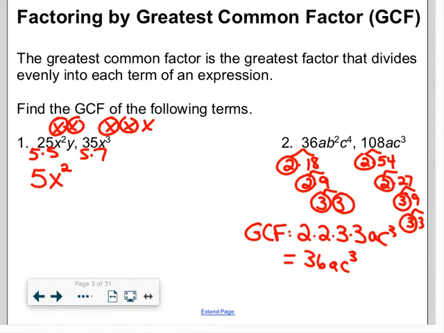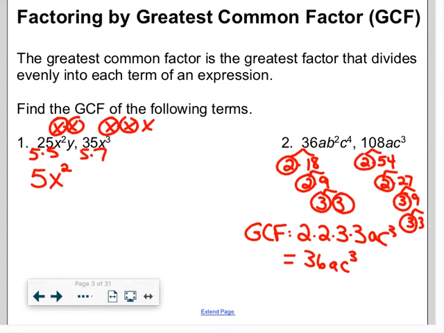Can you just divide them by each other? You can, but like 35 divided by 25, that wouldn't give you the GCF. This is a coincidence that 108 divided by 36 went in evenly. So not in general, you cannot.